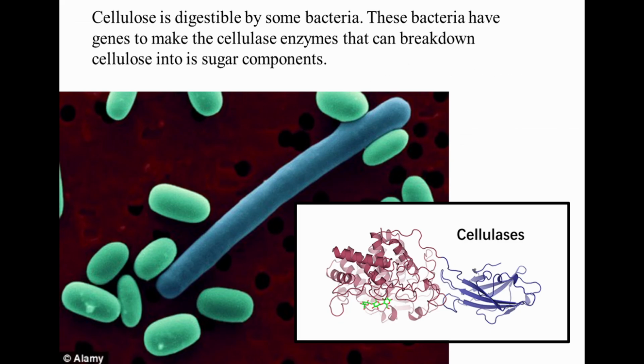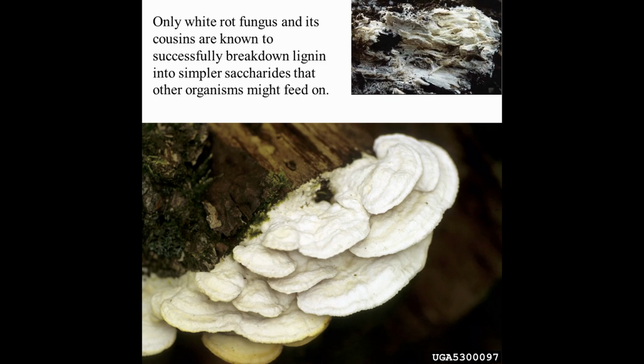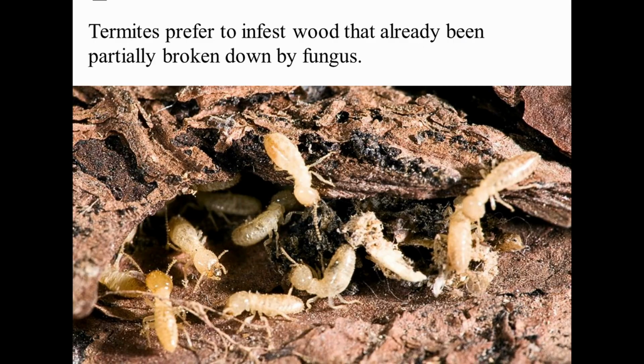Cellulose is digestible by some bacteria. These bacteria have genes to make the cellulase enzymes that can break down cellulose into its simple sugar components. Bacteria lack the enzymes to break down lignin, so lignin is indigestible to most bacteria. Only white rot fungus and its cousins are known to successfully break down lignin into simpler saccharides that other organisms might feed on. Termites prefer to infest wood that has already been partially broken down by fungus.